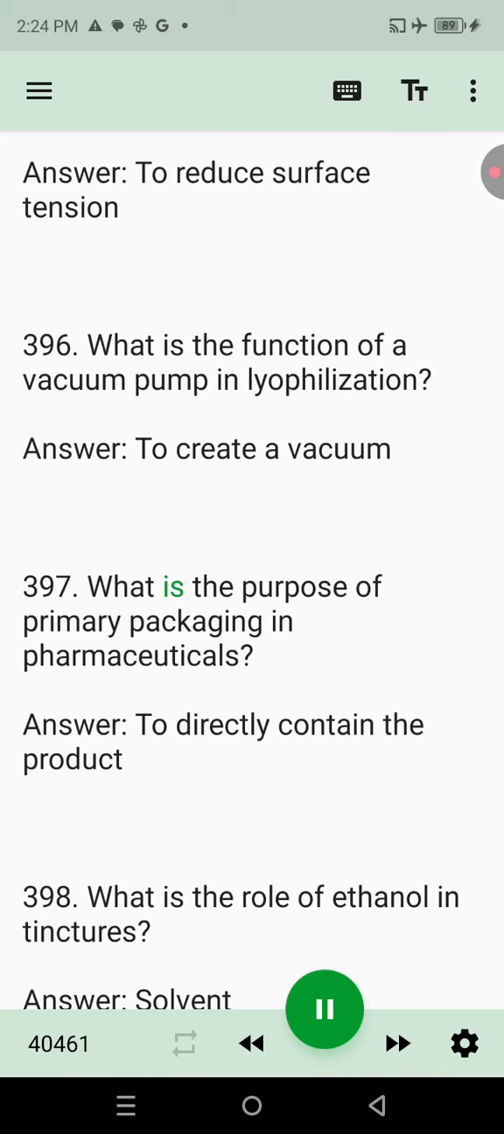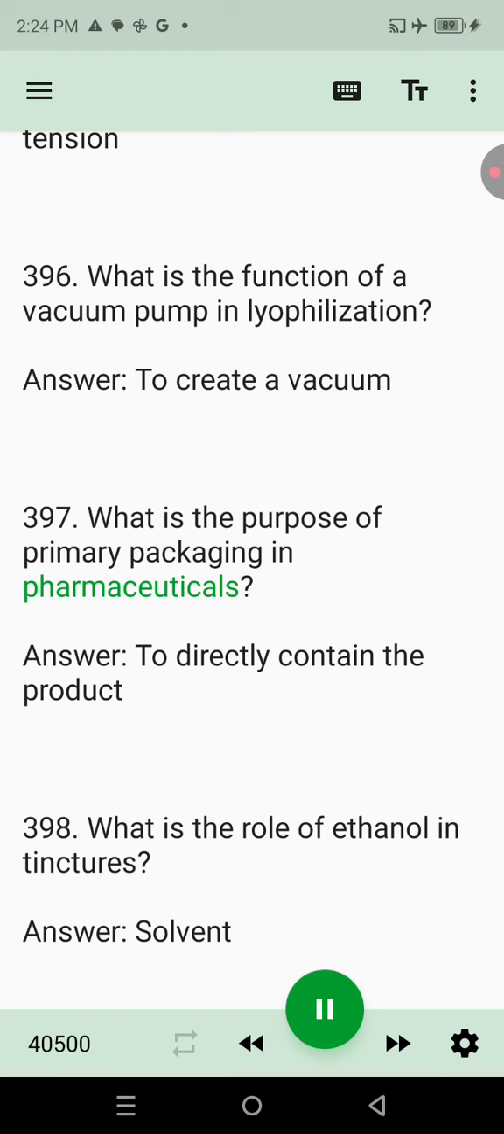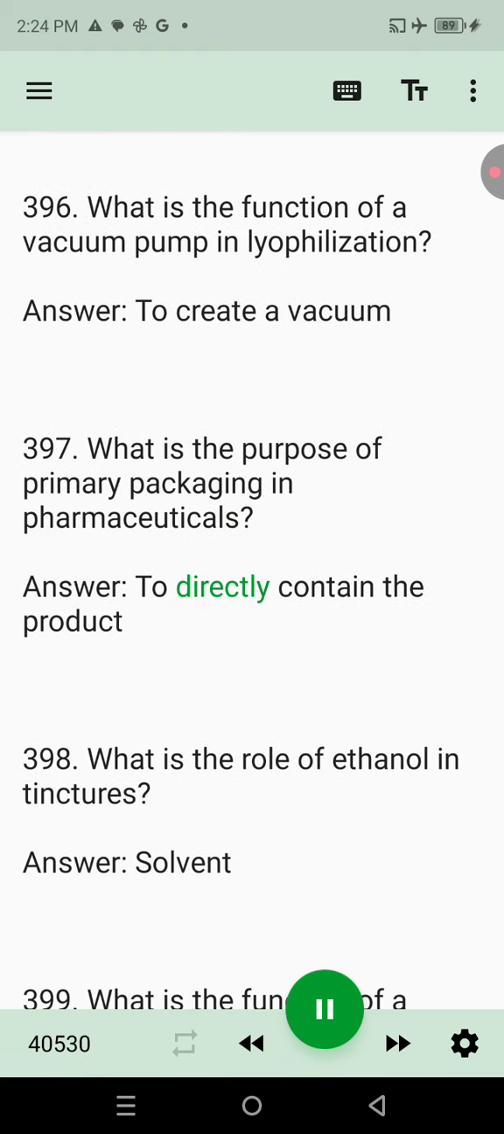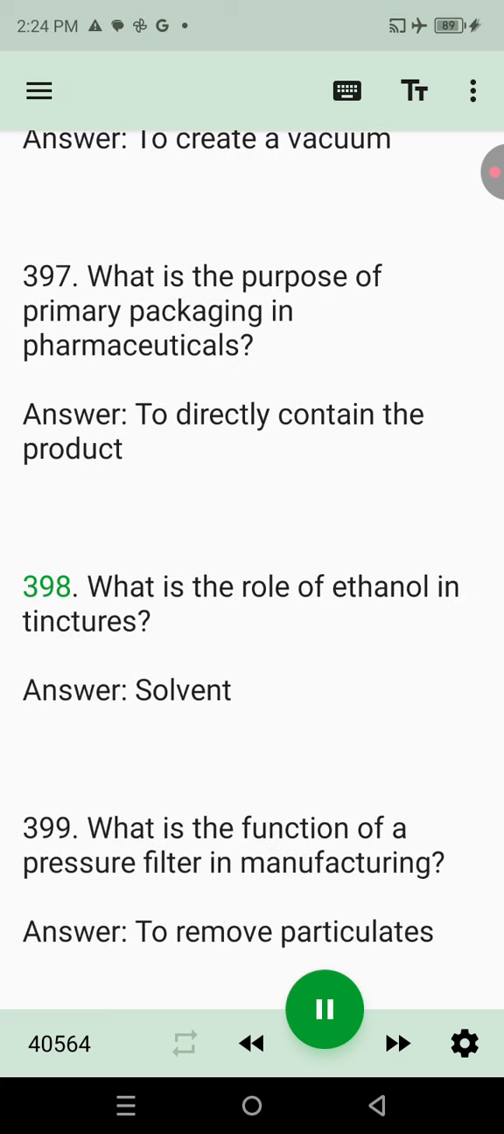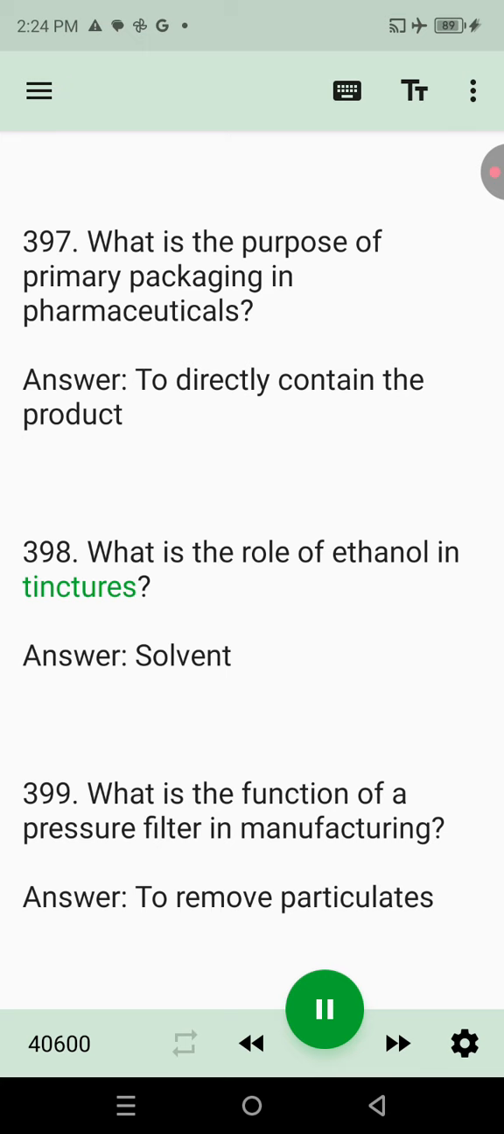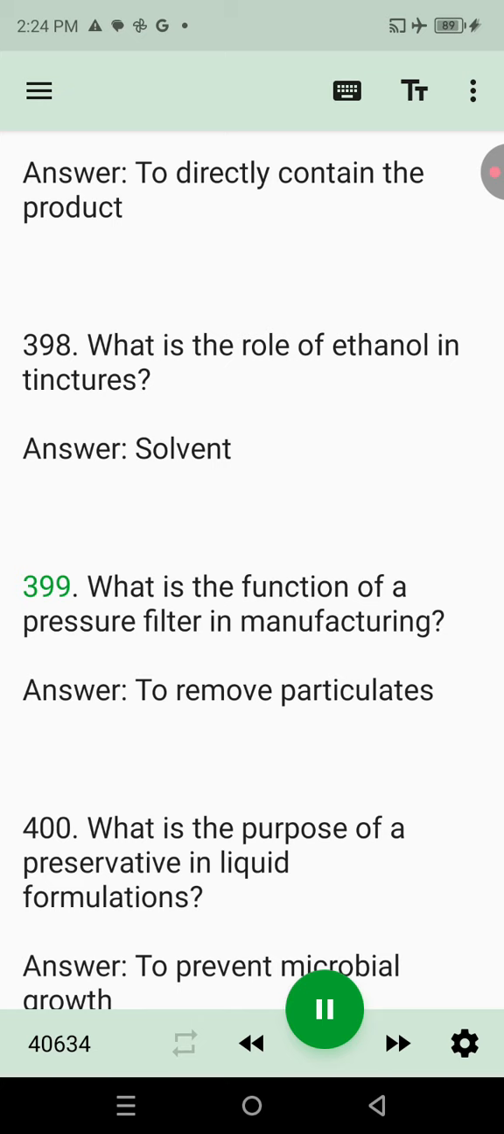397. What is the purpose of primary packaging in pharmaceuticals? Answer: to directly contain the product. 398. What is the role of ethanol in tinctures? Answer: solvent.